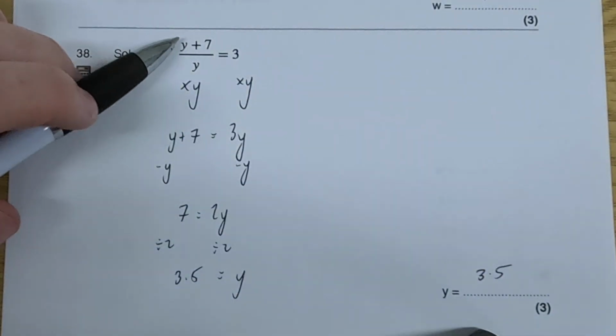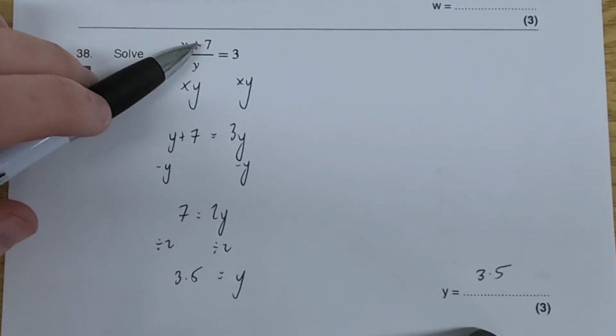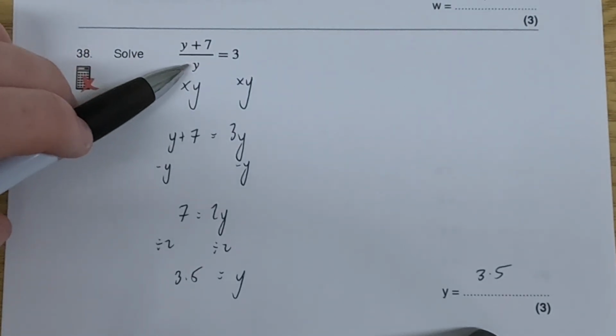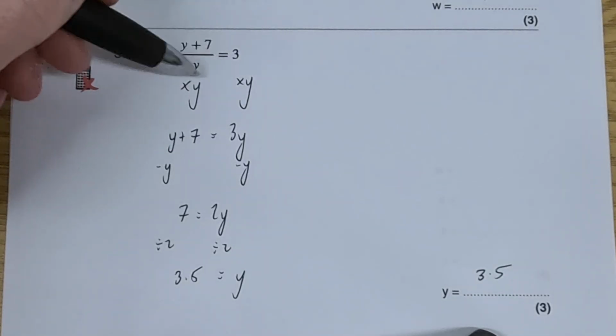And let's just check that. If we've got 3.5 and we add 7, that's 10.5. And 10.5 divided by 3.5, well, if you cut up in 3.5s, that's 3.5, 7, 10.5, so that'd be 3, and that's it.